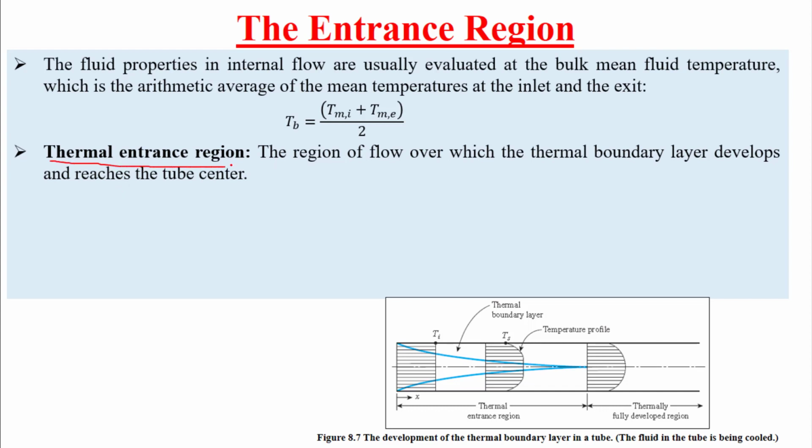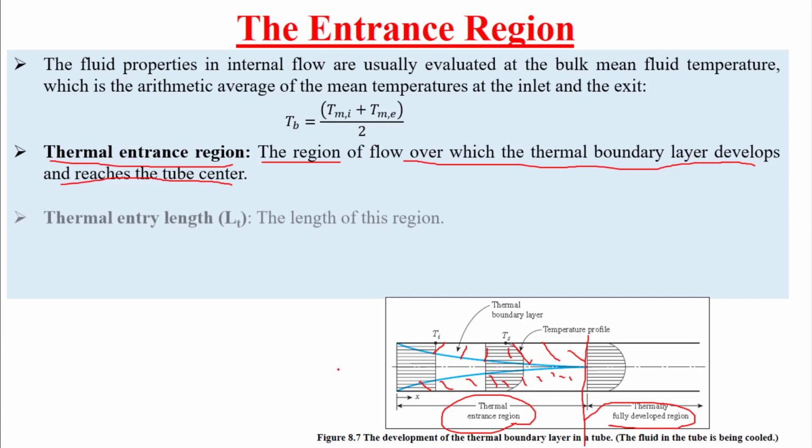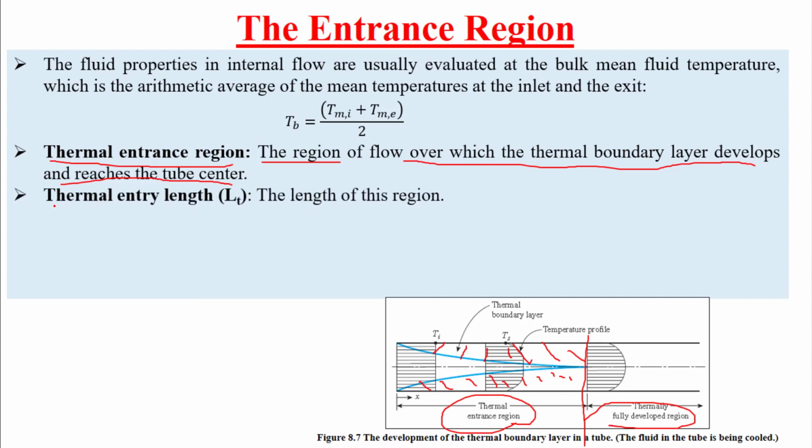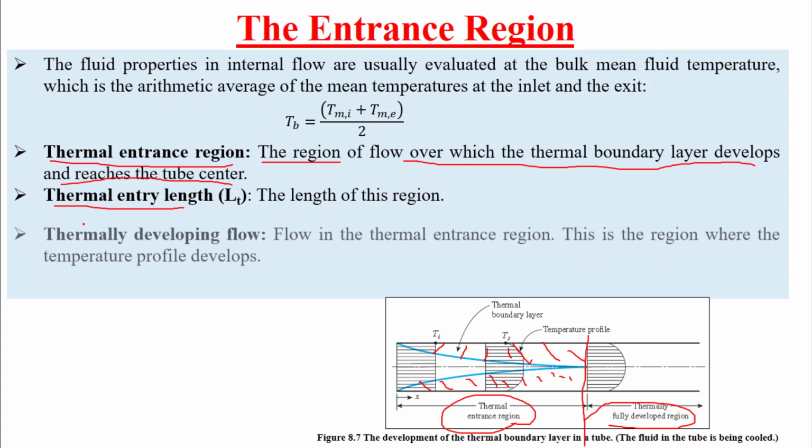The thermal entrance region we can define as the region of a flow over which the thermal boundary layer develops and reaches the tube center. As you can see, here we have a thermal boundary layer, and here we have another thermal boundary layer from this side. Once they meet together, we end the entrance region and start the fully developed region. For this region, we have the thermal entry length, L thermal, and it represents the length of this region.